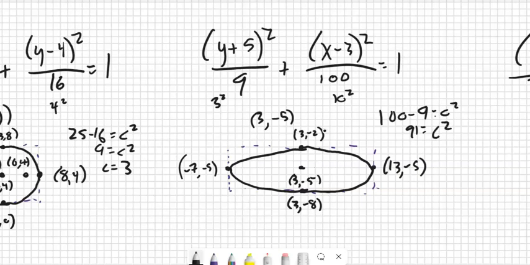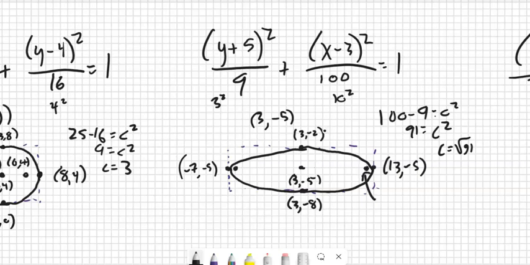81 would have been convenient. 91, so that's going to be square root both sides. C is the square root of 91. Square root of 91, it's a little bigger than 9. So my foci are way out here, a little past 9.